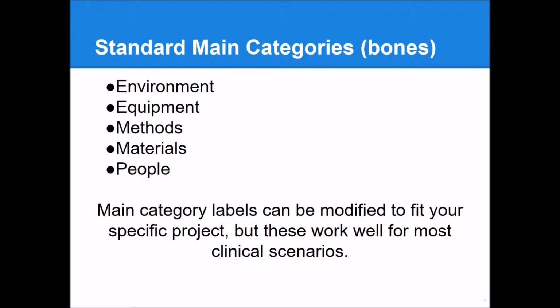You can use any main categories that you want, but these five are generally sufficient to cover just about any potential cause you can think of in a clinical process: environment, equipment, methods, materials, and people.